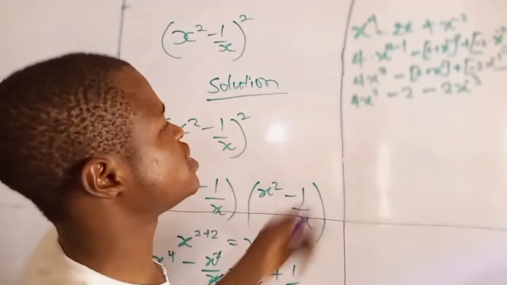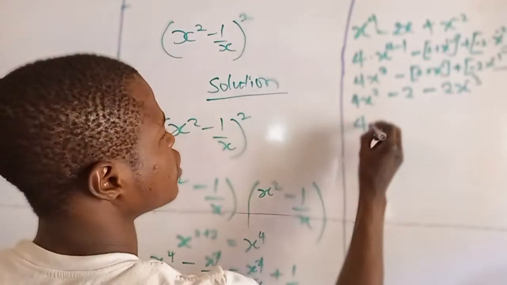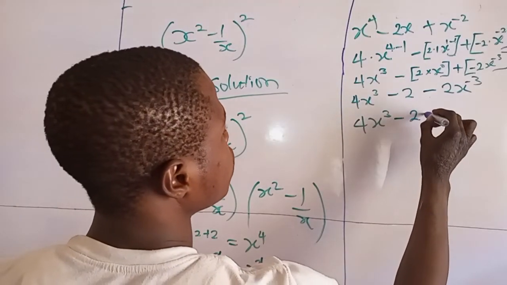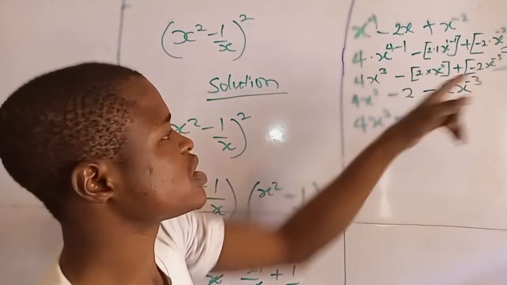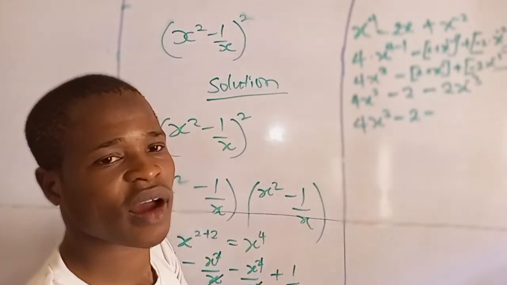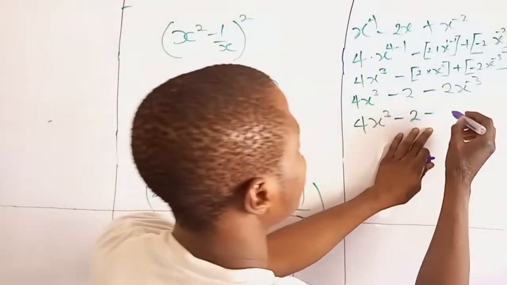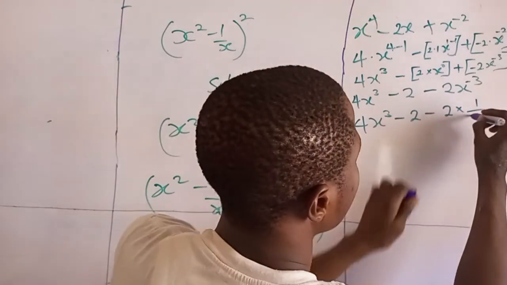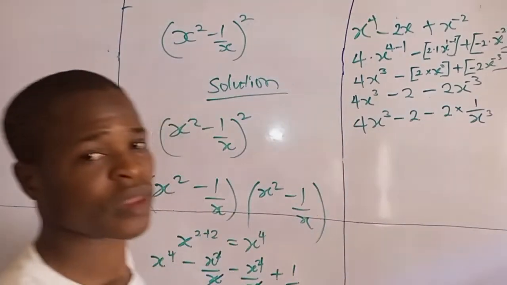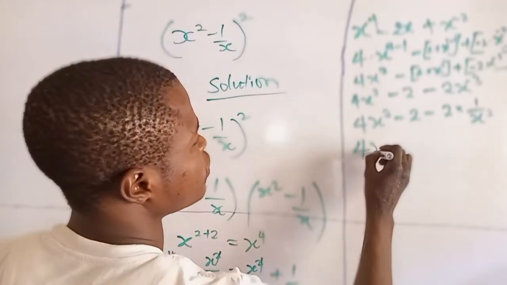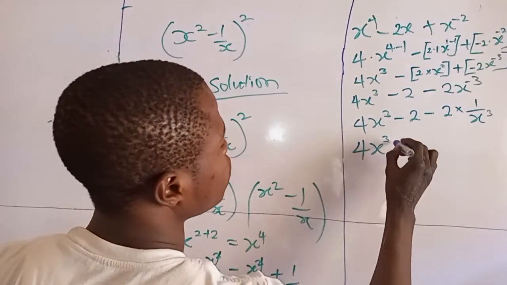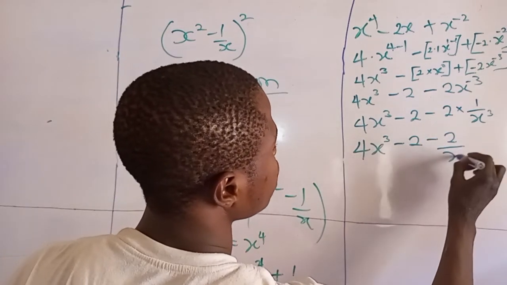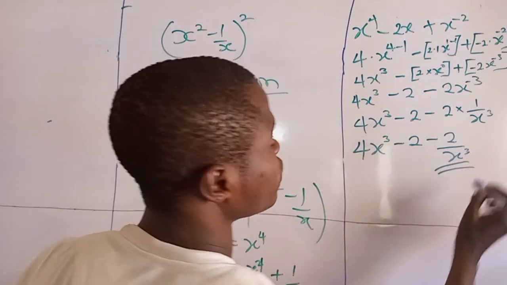So let's rewrite this. We can easily rewrite this. So we have 4x raised to power 3 minus 2 minus, this minus can change to 1 over, according to law of indices. So we now have 2 multiplied by 1 divided by x raised to power 3. So our final answer will now be 4x raised to power 3 minus 2 minus 2 divided by x raised to power 3 with respect to x.